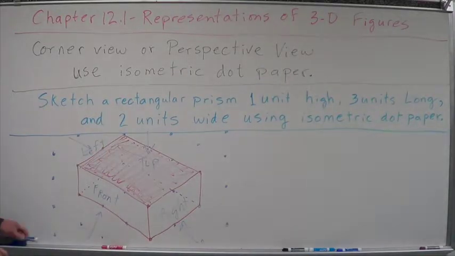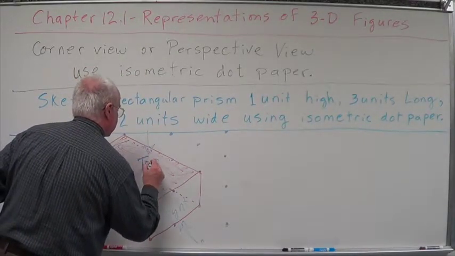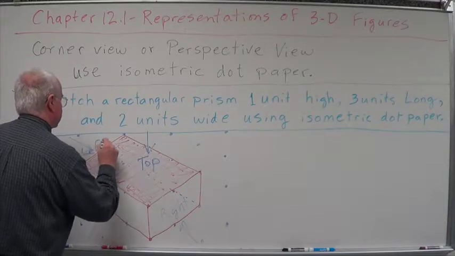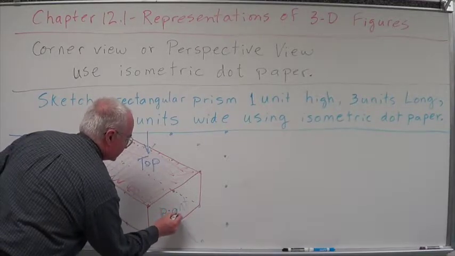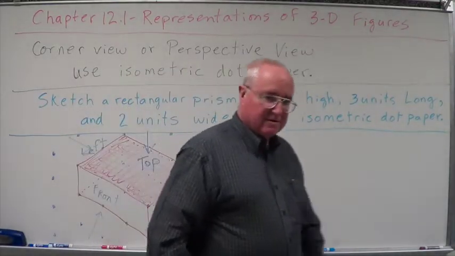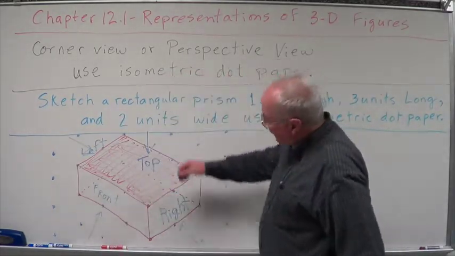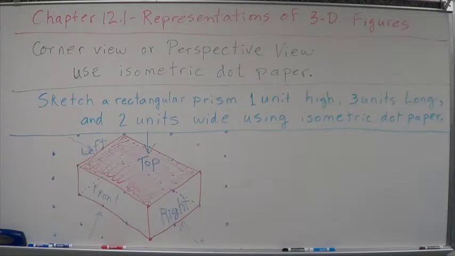Let me make these a little bolder. So the front is a little to the left. It's this side over here that you can see to the front, and that makes this the right. The top is obvious. The left comes over here. You don't see it very well. So that's how you use isometric dot paper to draw a description of a rectangular prism.